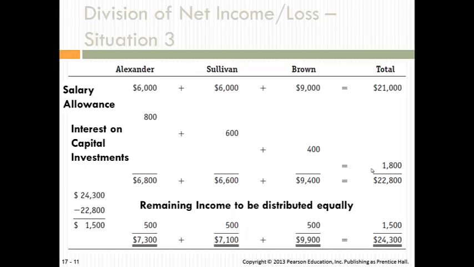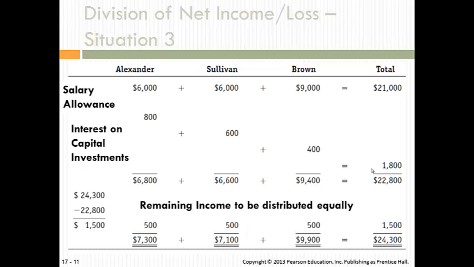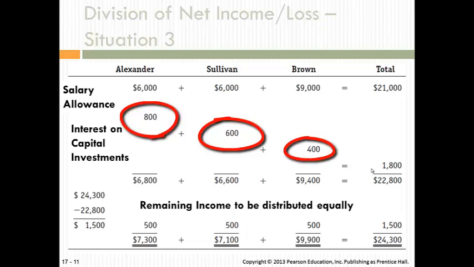Let's look at the steps involved in this allocation. First, we have the salary allowances. These are agreed upon amounts, so the dollar amounts don't change, and we list them first. Next, we determine the interest allowance for each partner. It's 10% of each partner's investment. If we go back to the details of the partnership on page 625 of the textbook, recall that Alexander invested $8,000, Sullivan invested $6,000, and Brown invested $4,000. So 10% of each of these is $800, $600, and $400. We list each of these amounts in the column corresponding to the partner.